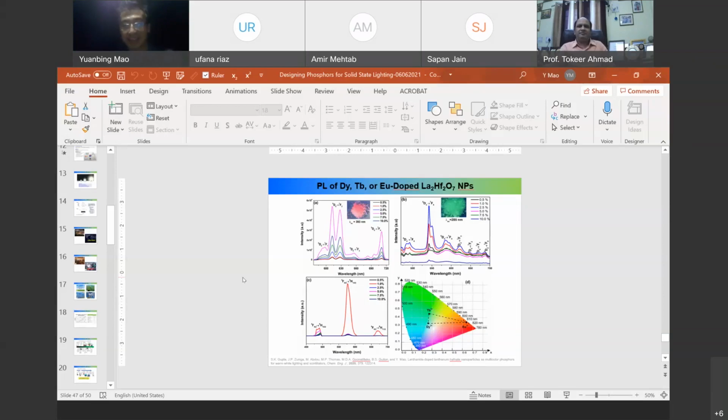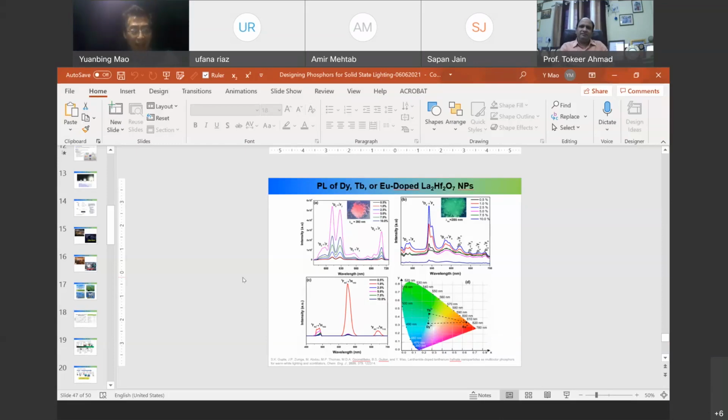What could be the greener perspective of designing phosphors without harming the environment? The greener process? Yes, green methods. Okay. For green chemistry, there are 12 principles, and each of those could be considered. From the source material, the synthesis process, and the amount of generated waste materials, we can all consider these.